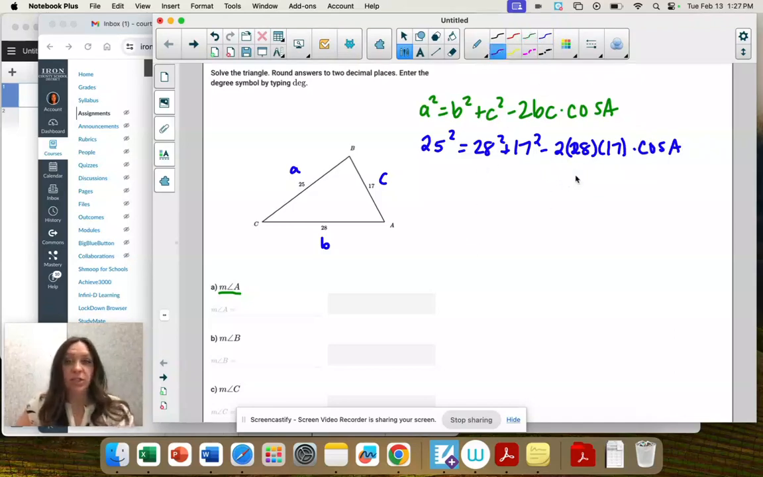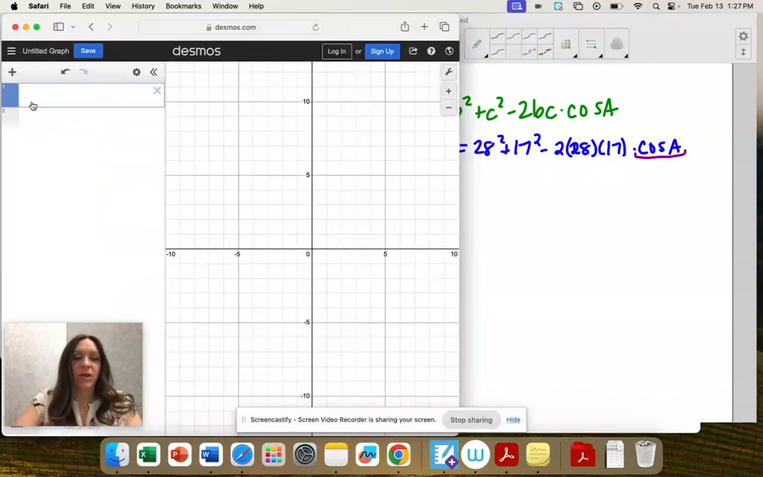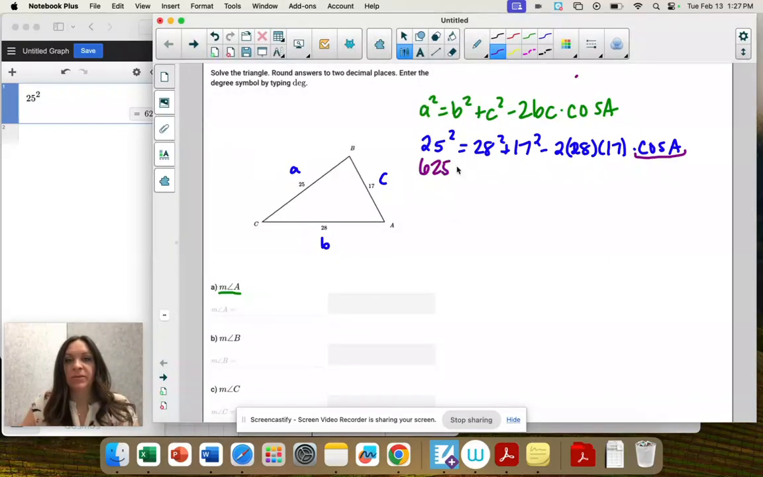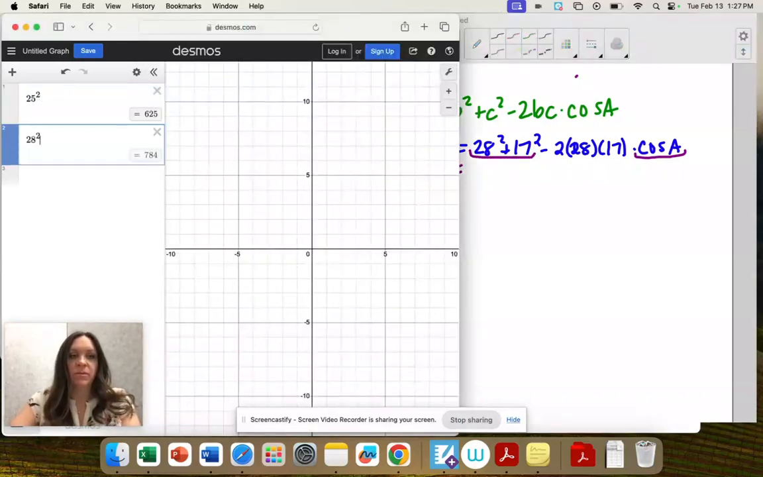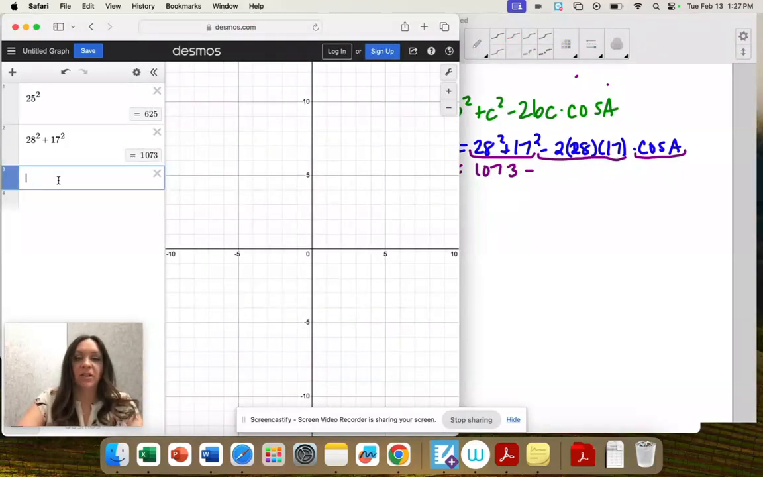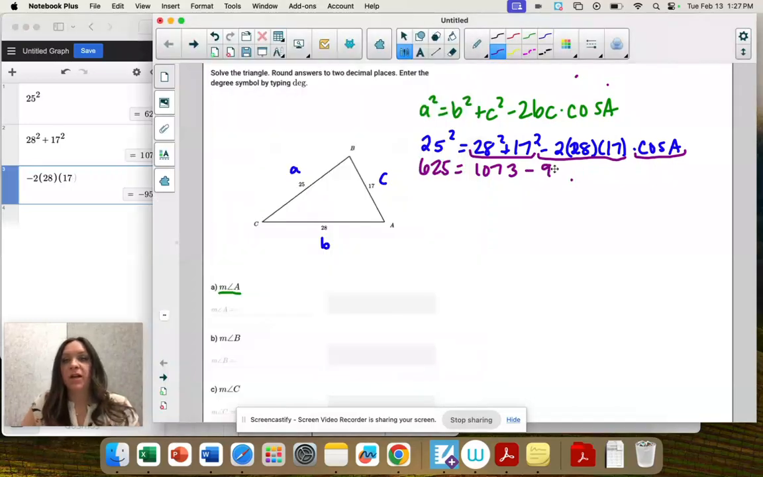So I'm going to get some numbers here. Our goal is to get cosine of A by itself. So I'm going to do 25 squared, which is 625. And then I'm just going to do 28 squared plus 17 squared, which is 1073. Minus, let's do this part, negative 2 times 28 times 17, which is negative 952. So 952, and that's times cosine of A.